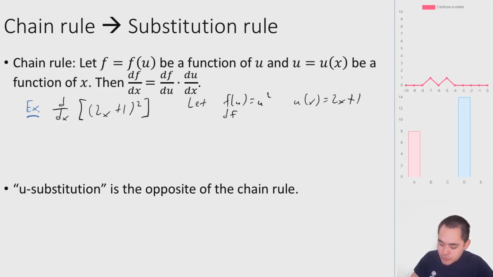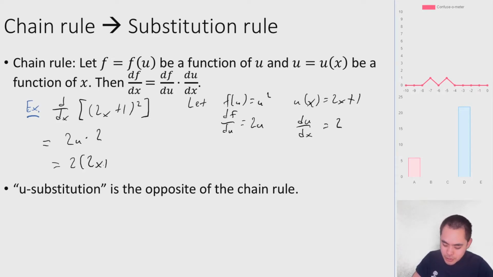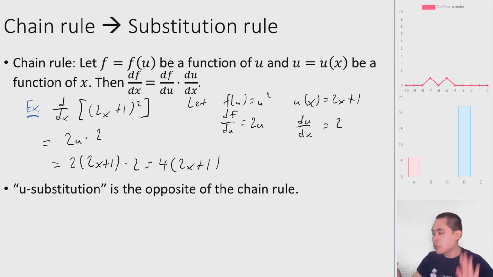Then we have df/du, because you're taking the derivative with respect to u, that's equal to 2u, and du/dx is equal to 2. So this thing here is going to be equal to 2u times 2. And we can plug the u of x back in, so that's equal to 2 times (2x plus 1) times 2, which is equal to 4 times (2x plus 1). And you can further simplify if you want.